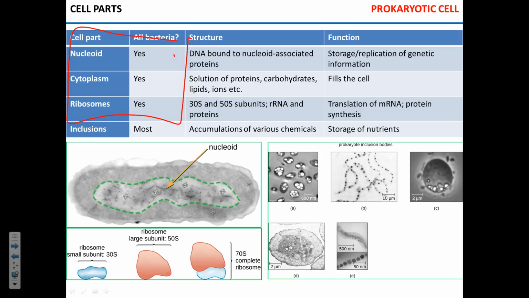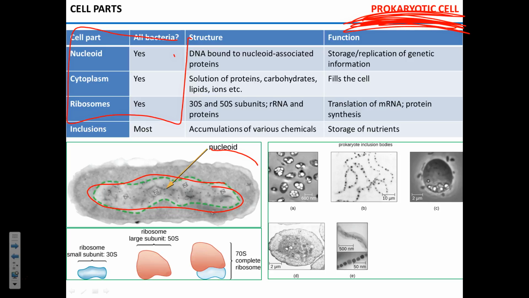Nucleoid. In a prokaryotic cell, the one we talk about, prokaryotes, bacteria and archaea, sorry, the prokaryotic cell does not have a nucleus, but it does have a nucleoid. The dashed line here shows the approximate boundaries of the nucleoid. Nucleoid is where the DNA is. You have to understand that DNA in a prokaryotic cell is not diffuse. It's concentrated in one place of the cell. Got it? The function is obvious. It stores genetic information and expresses genetic information.